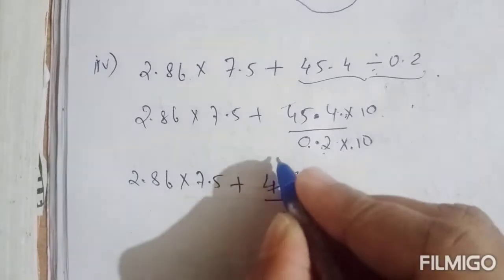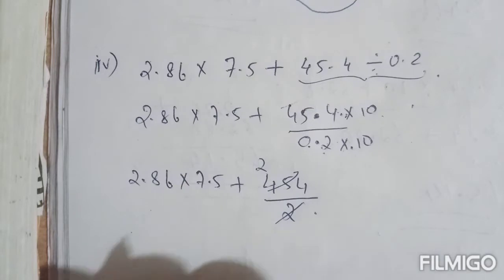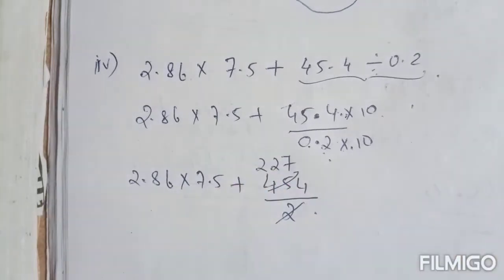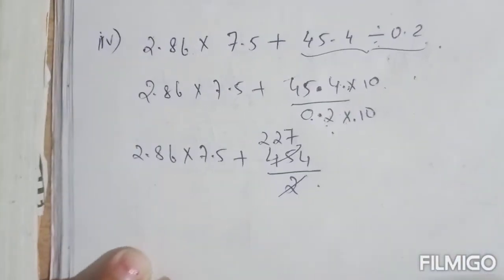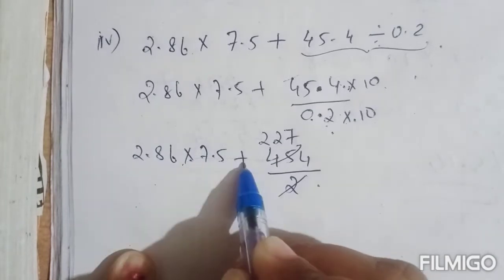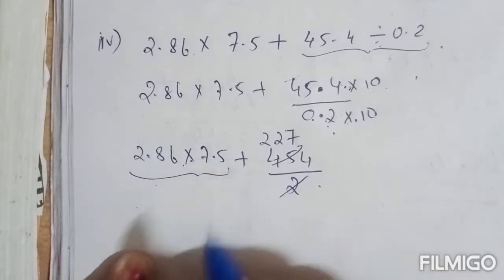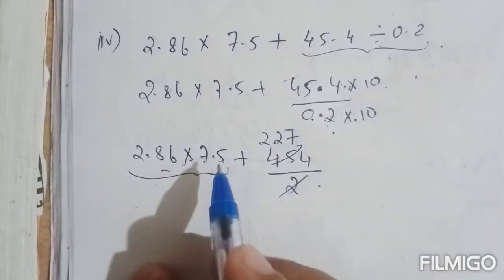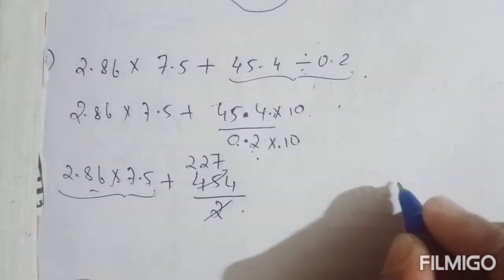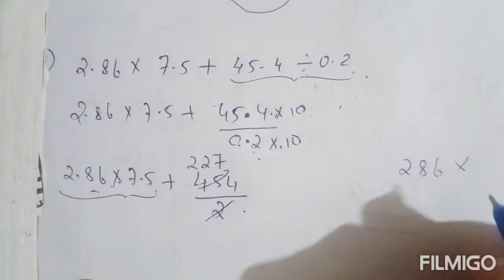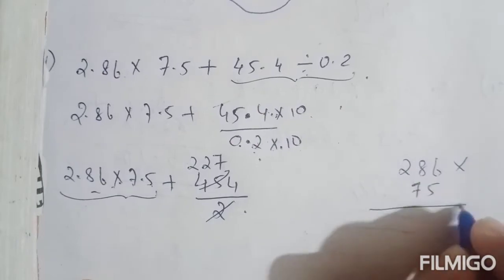454 by 2, it is 227. Okay, now multiplication is coming, addition is coming. We have to do multiplication. 2.86 into 7.5. So first we have to multiply 286 and 75.